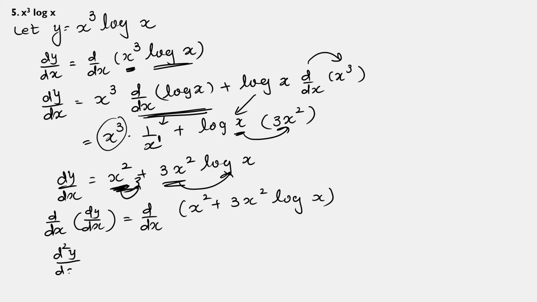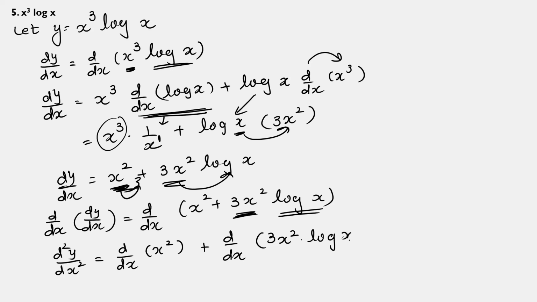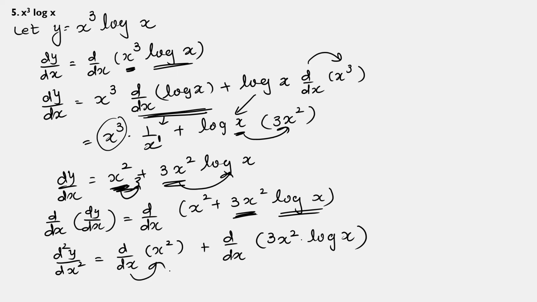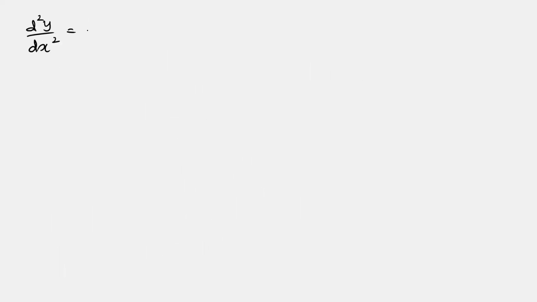So d2y by dx2 is equal to. Obviously, we are separating first of all, because I can see here I have to apply the product rule. So I'm just showing the separation also, dy by dx. So d2y by dx2 is equal to, first thing, d by dx of x square, which is 2x. I said the answer actually.